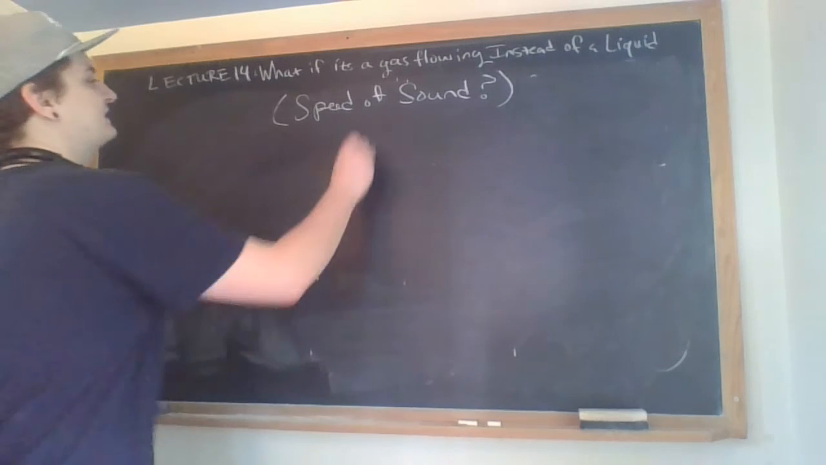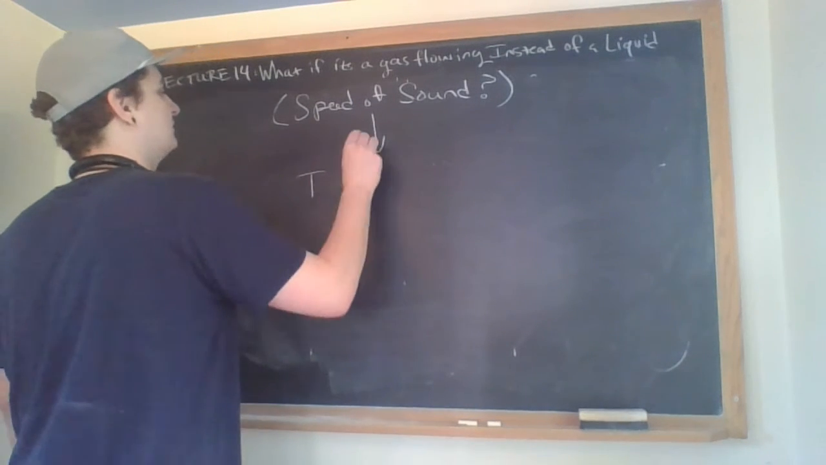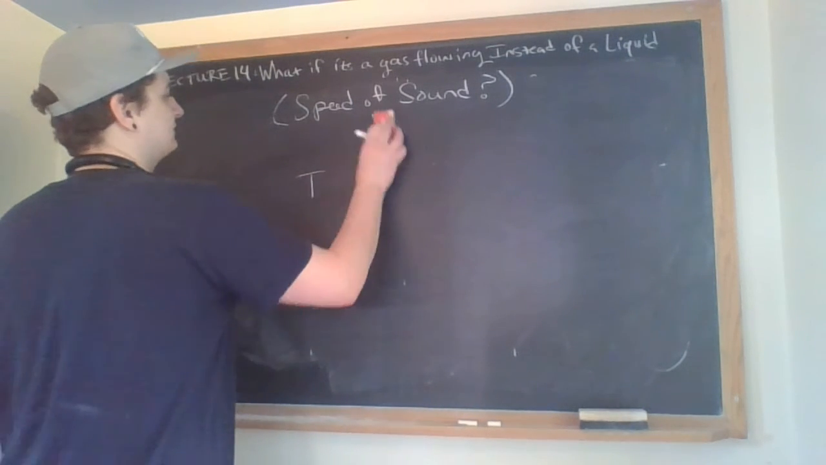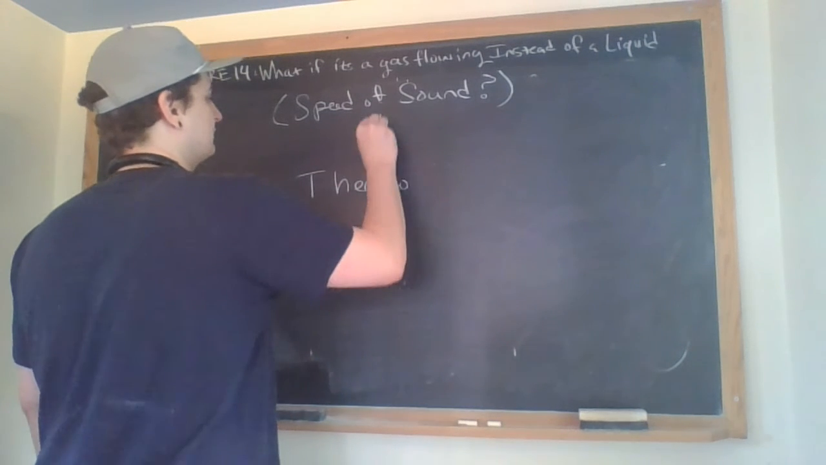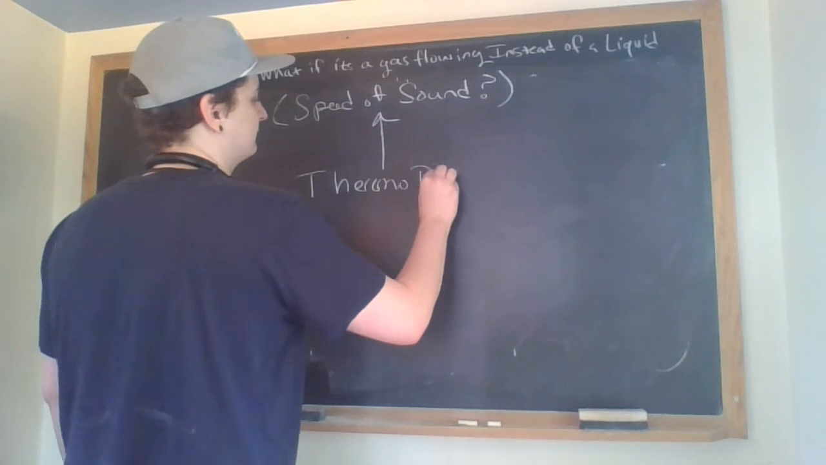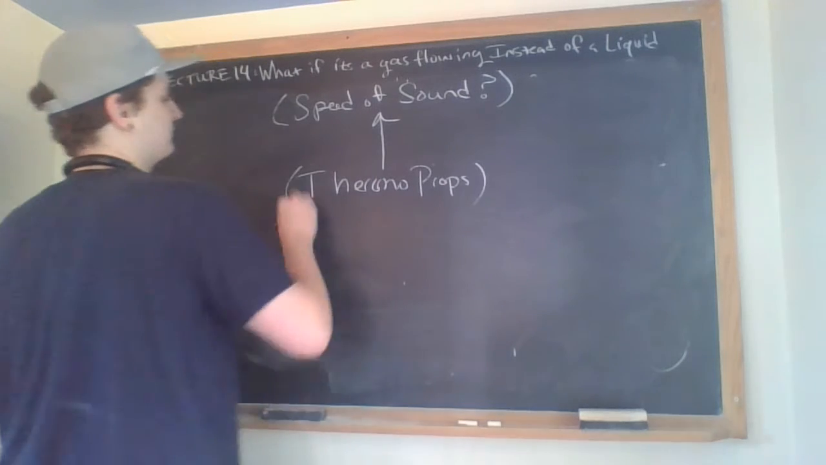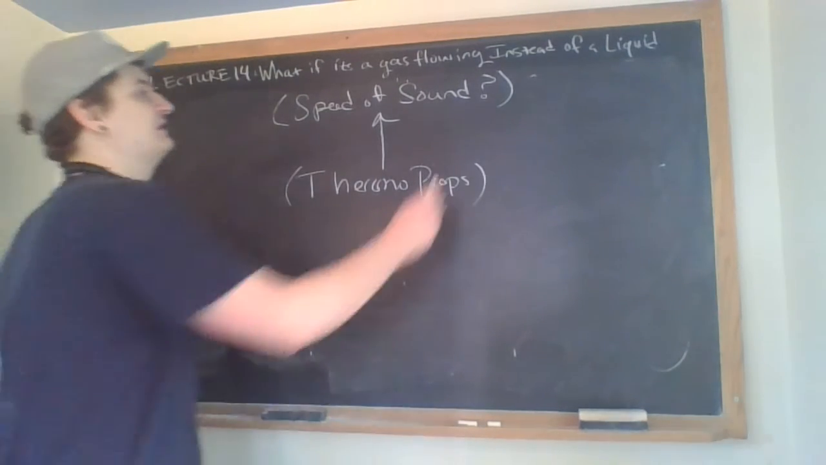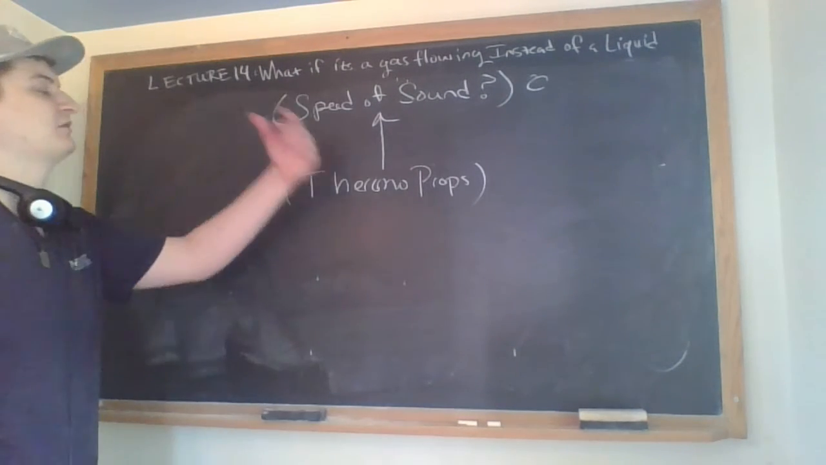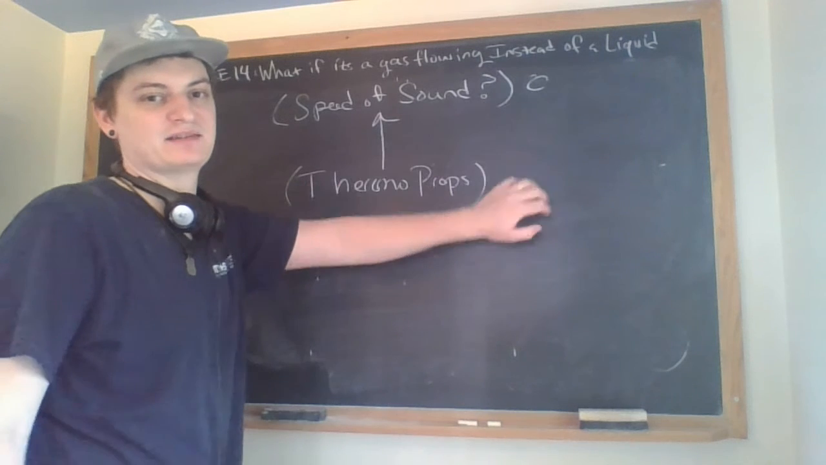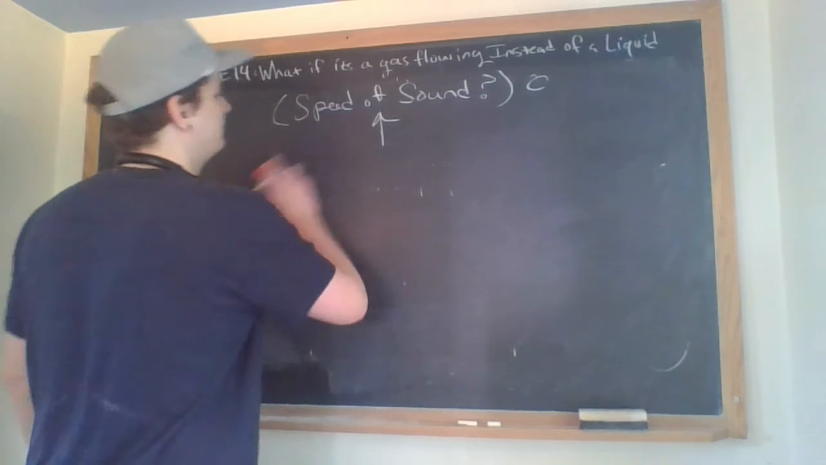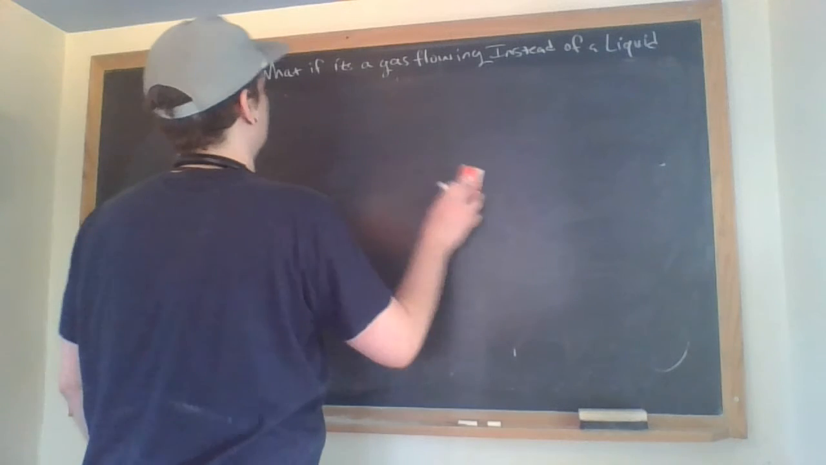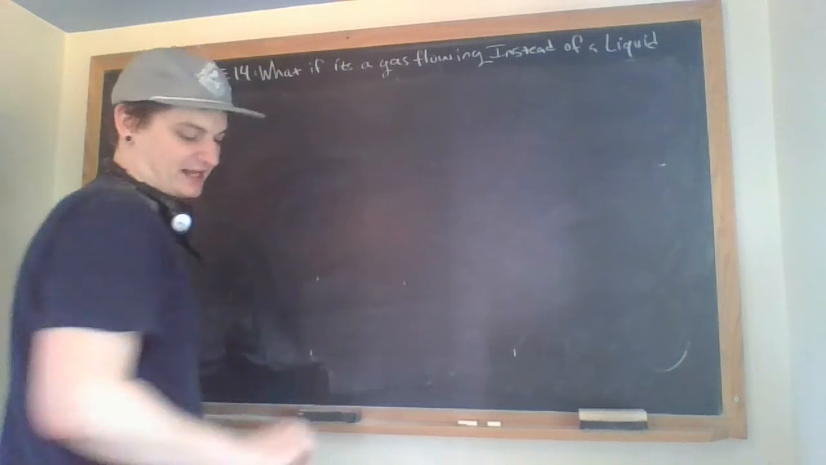Okay, speed of sound from thermo. That's where we're headed next. So we have to figure out the speed of sound value called C, and we have to get this value based on thermodynamic properties. Because what we want to do is we want to normalize all of our velocities by the speed of sound in a medium.